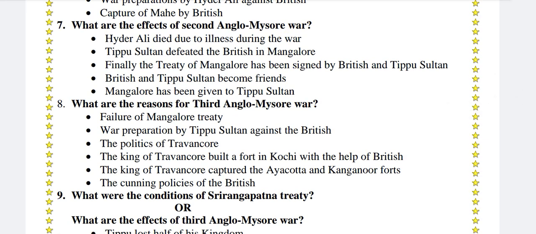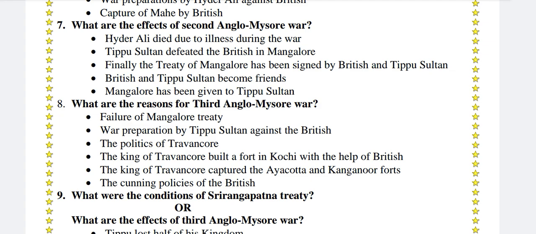What are the effects of Second Anglo-Mysore War? Hyder Ali died due to illness during the war. Tipu Sultan defeated the British in Mangalore. Finally, the Treaty of Mangalore has been signed by British and Tipu Sultan. British and Tipu Sultan became friends. Mangalore has been given to Tipu Sultan.